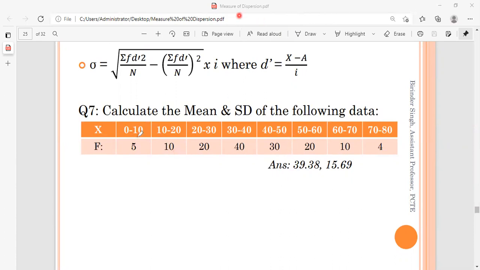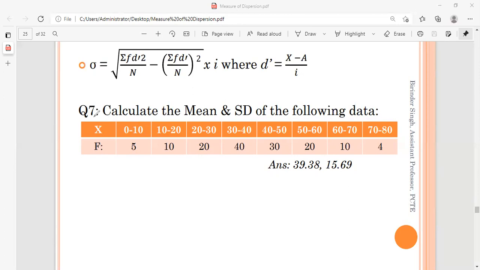Just look here. This is the continuous frequency distribution, 0 to 10, 10 to 20. Of course, these classes are exclusive class intervals. So that is a continuous frequency distribution. And here our concern is to compute the standard deviation. So let me clarify how to compute the standard deviation here.